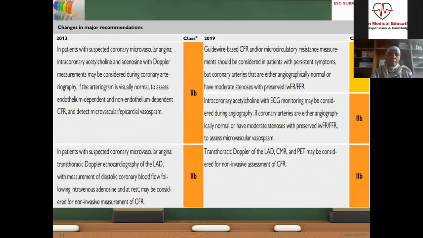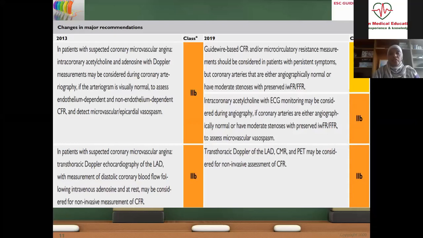The other change, or the new update in the recommendation, is with regard to microvascular angina, or microvascular disease. In 2019, as we know, microvascular angina is recognized more and more compared to previous days. Now we can see more patients with microvascular angina, like patients presenting with chest pain who have a coronary angiography that is normal, or shows non-significant disease to explain their symptoms. A diabetic patient, or even a patient who had revascularization, may come back with chest pain. Those patients could be a group of patients who fall under the category of microvascular angina.